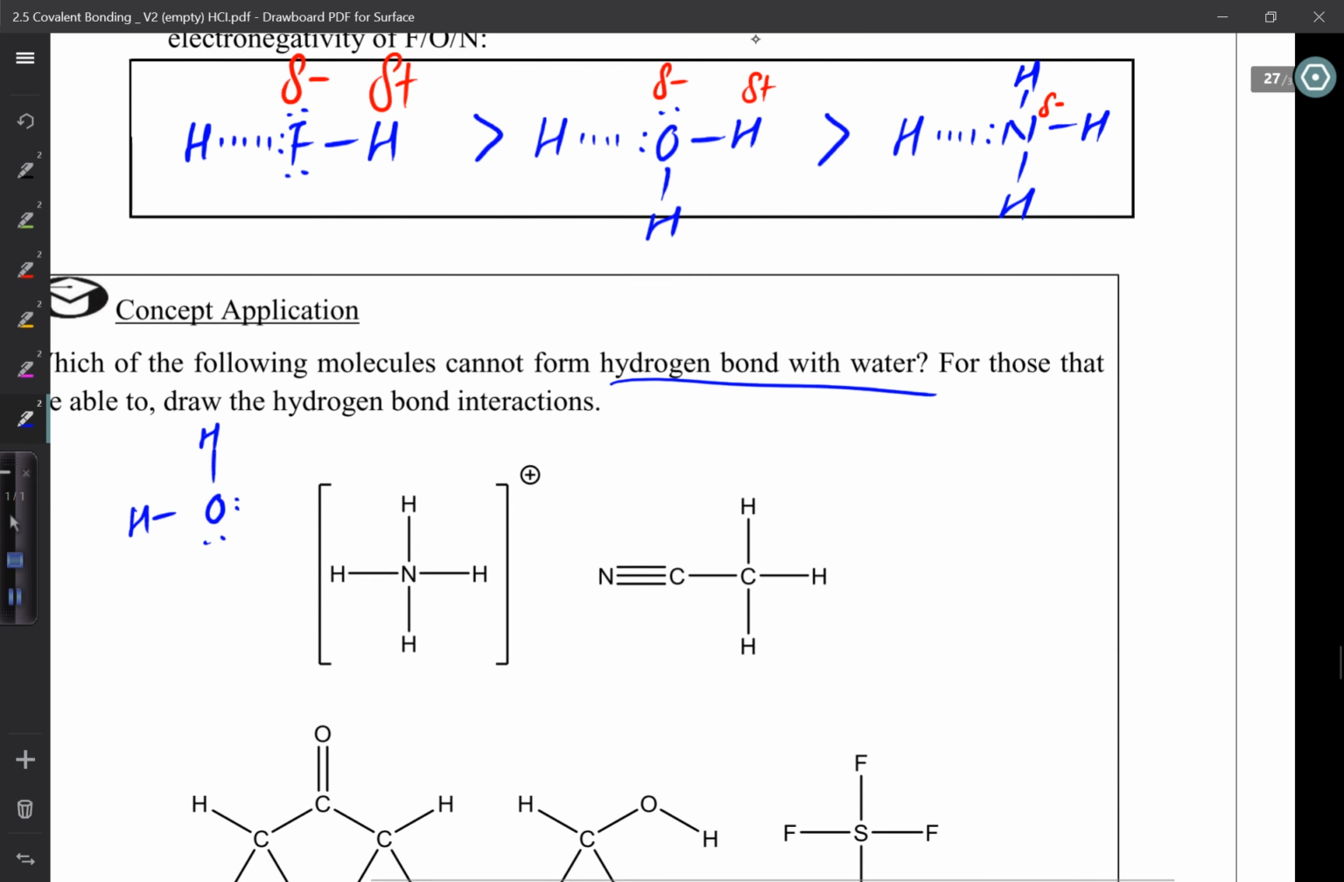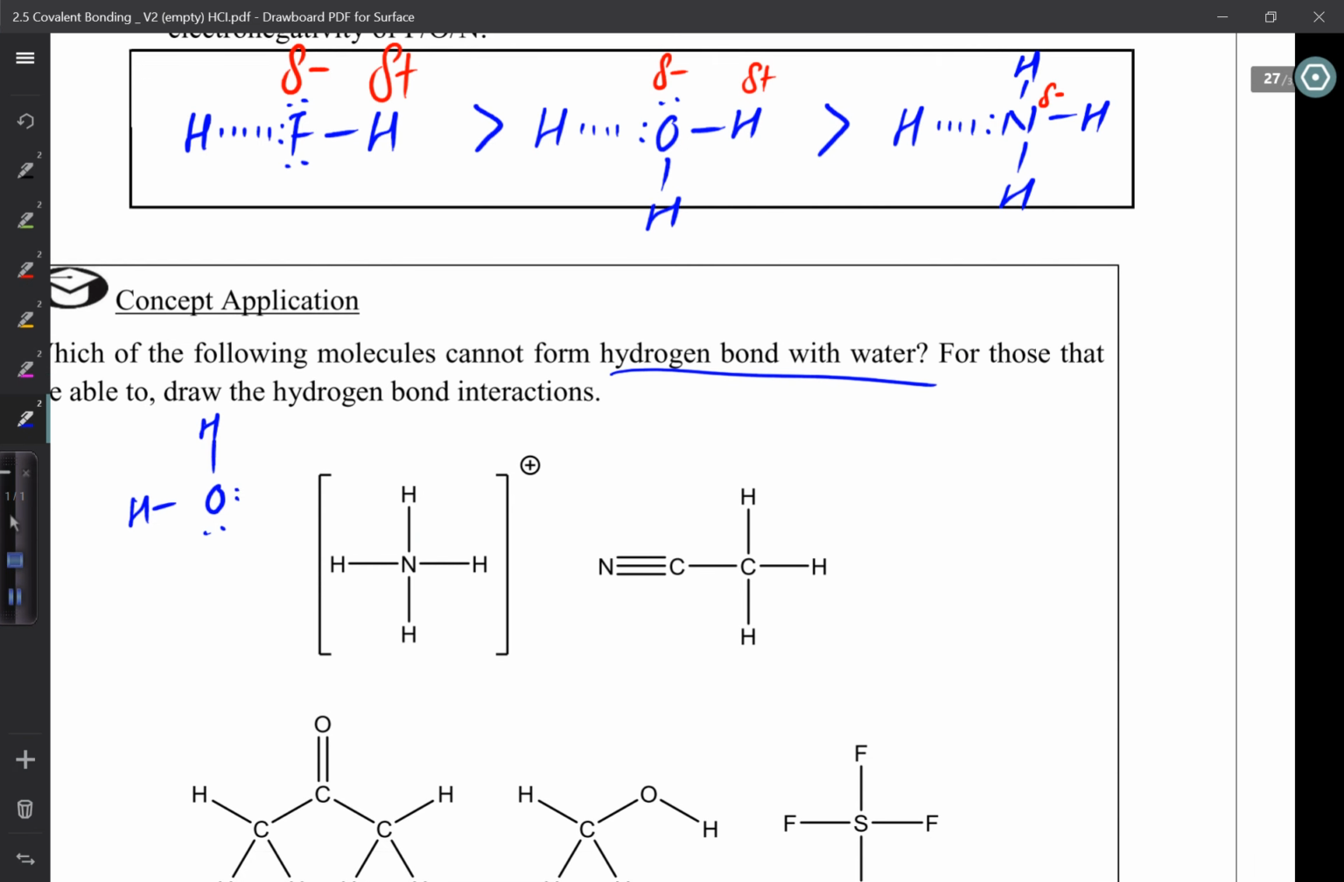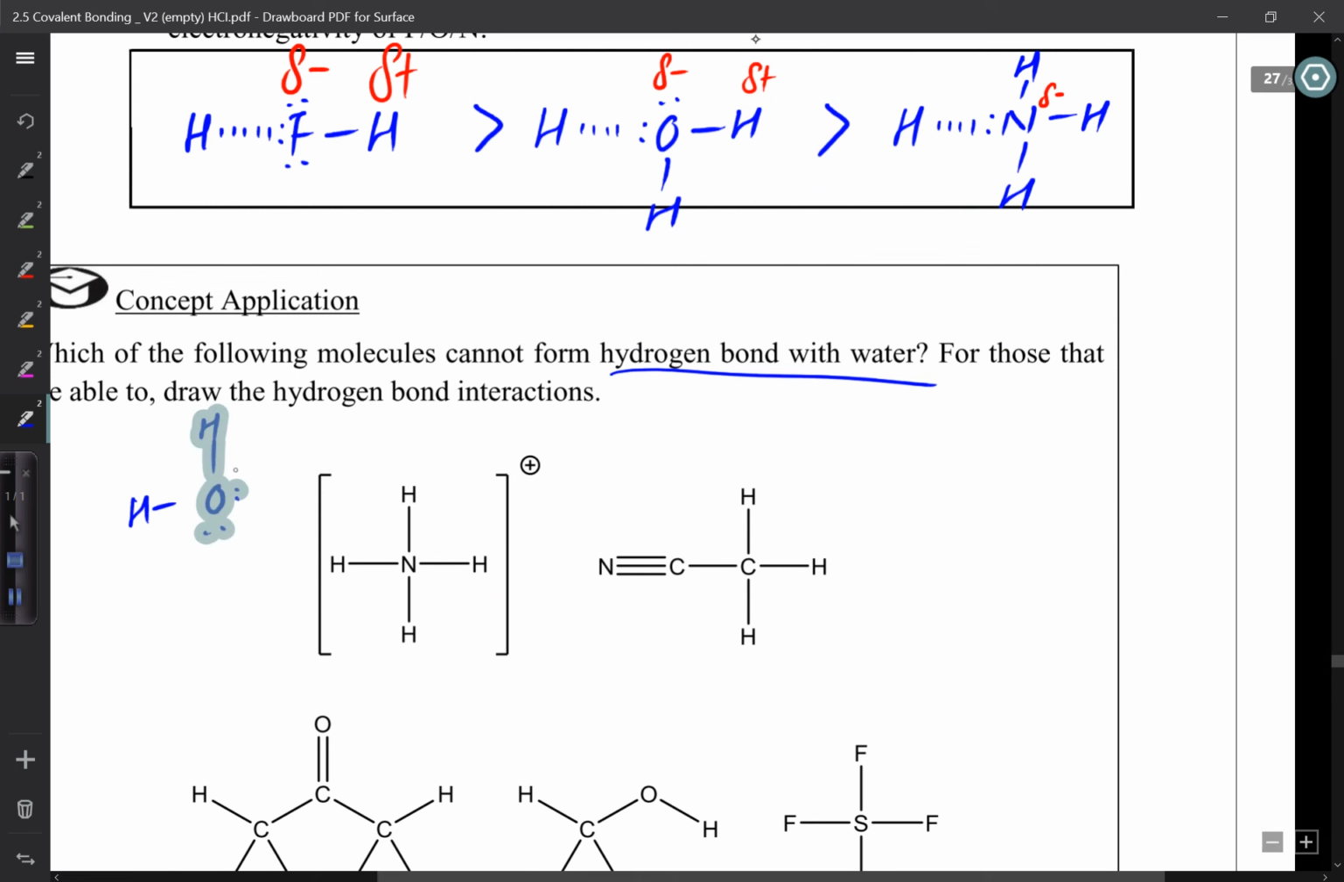Can, right? That's why I write that in layman's terms there. A lot of students think that this cannot form because there's no lone pair on N. Doesn't matter. I'm not asking for a lone pair on N. I'm only asking for an H on F or N. So basically this can form a hydrogen bond with water because water has a lone pair.